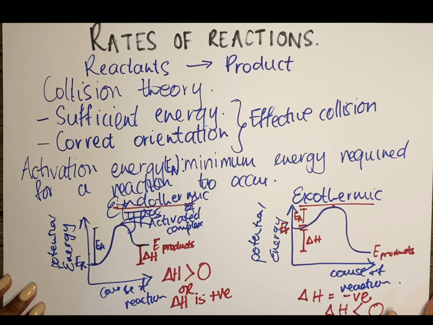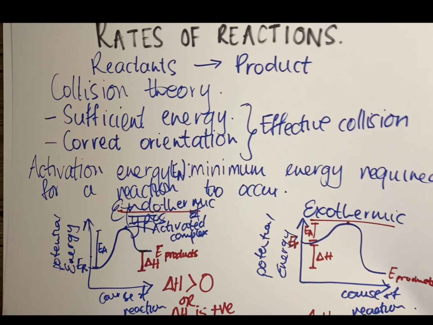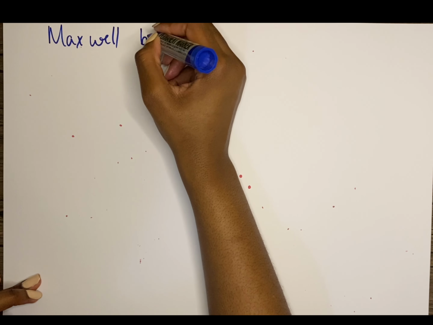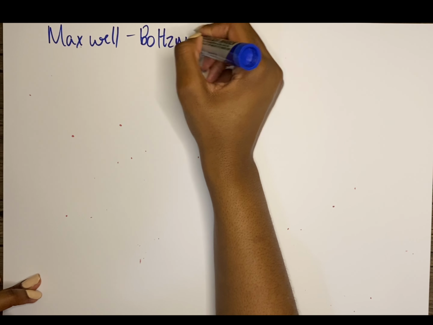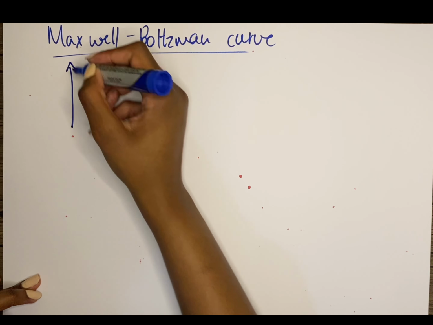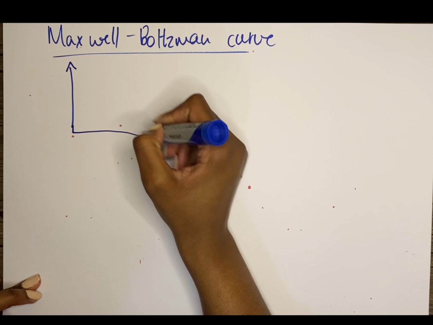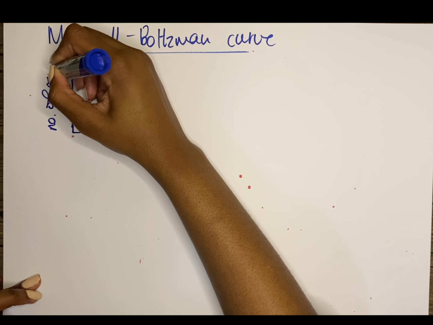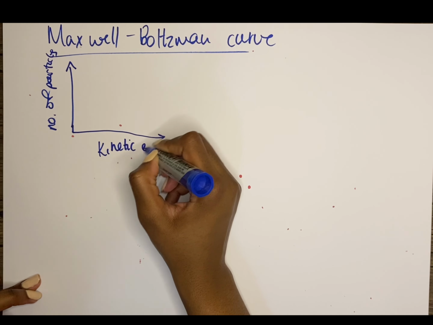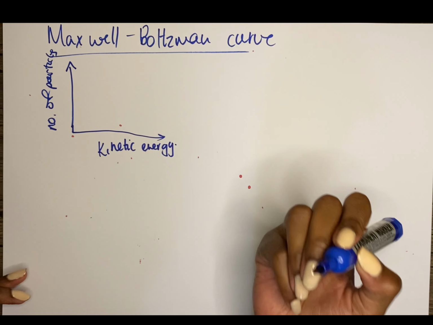So in a reaction, you can also represent the course of the reaction using the Maxwell-Boltzmann curve, right? So in this curve, you're going to have the number of particles, and you're also going to have the kinetic energy of those particles in the x-axis, right?